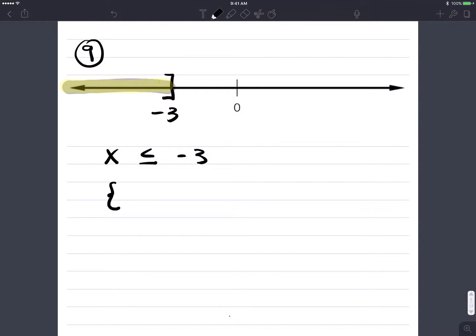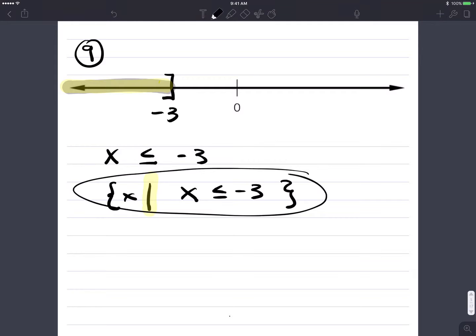In terms of set notation, we formally write the set of all real numbers x such that. This vertical line means the words "such that." What comes next is our description. Those numbers are less than or equal to -3. This is your set notation.